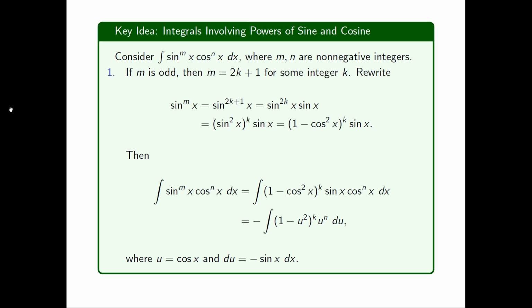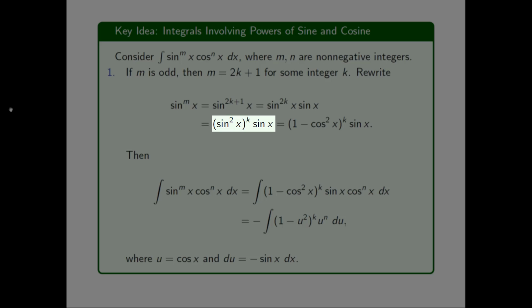Okay, so we take the key idea from the book. It's a pretty big one, so we break it down into two pieces. Okay, and in the first instance, we'll assume that m is odd. That specifically means that the power of sine is odd. Okay, well, if m is odd, we can rewrite it as 2k plus 1, so 1 more than an even. That makes it an odd. And doing that, we can break apart these powers of sine and essentially take one of them out.